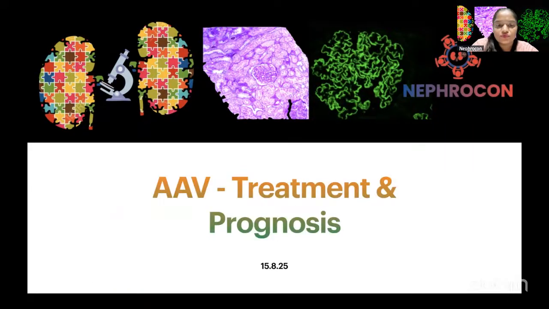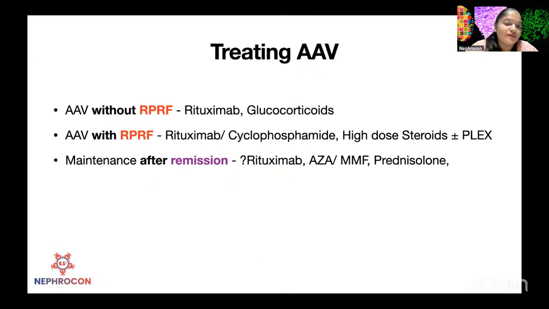Right. So with that, we come to the treatment and prognosis of ANCA vasculitis. In a nutshell, if there is no renal failure as such, rituximab and glucocorticoids work just fine. And if there's rapidly progressive renal failure, then we add plasma exchange and cyclophosphamide and other immunosuppression. Of course, maintenance we can do with rituximab, even in the non-renal cases, and azathioprine, MMF and prednisolone have been used for maintenance after remission.